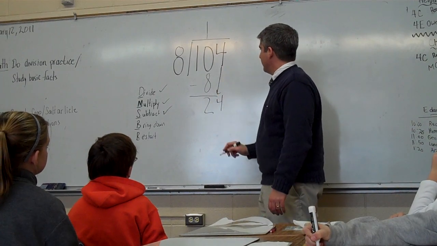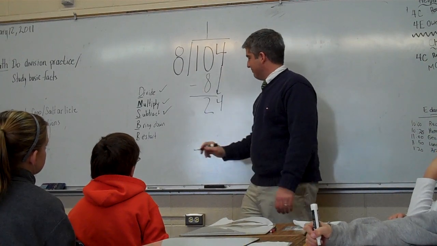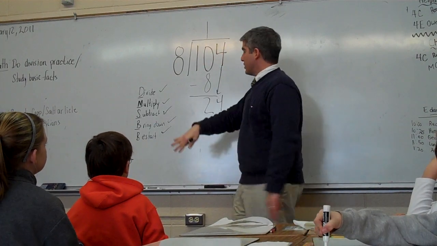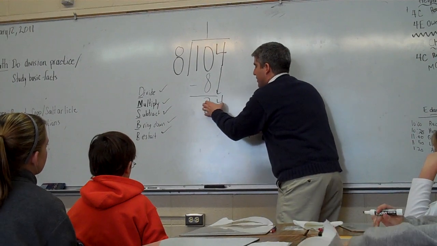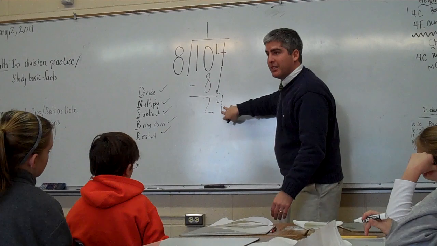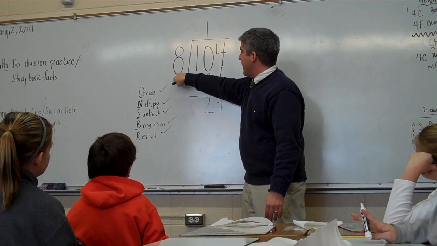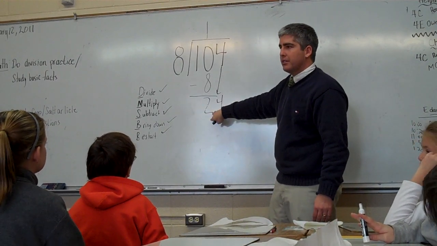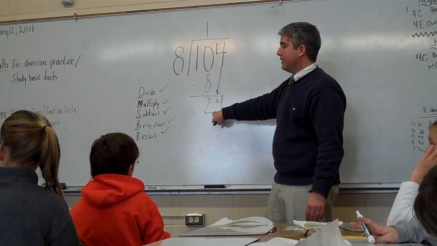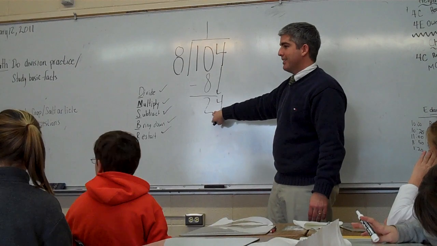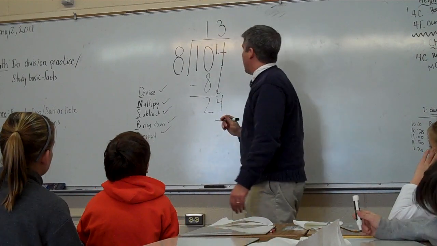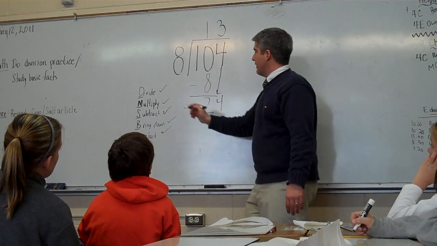Very good. We bring down. Then everybody, we restart. So we start all over. This is my new dividend. So I start over my steps with the new dividend. So I say, okay, how many times does 8 go into 24? 3 times. Where do I put that 3? Over the 4. Very good. I put the 3 up top. Okay? So I've divided again.